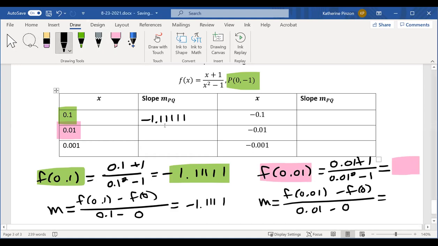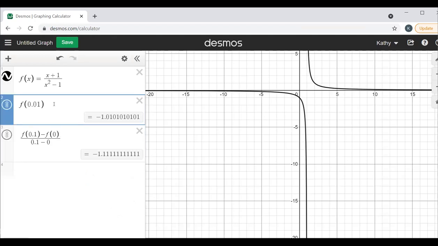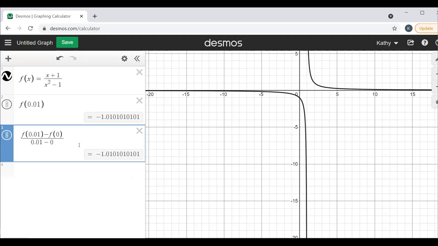Okay, so I'm going to go back to Desmos and change the 0.1s here and here into 0.01s. And I get negative, oh, I have to do it down here too. Negative 1.010101, okay? So that's my next slope in the table.